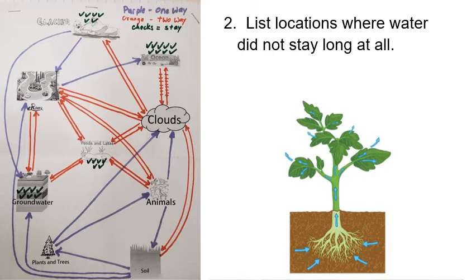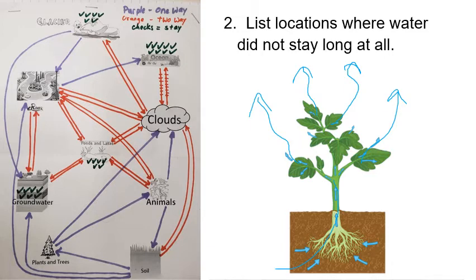Another location is plants. We know plants have water in them, and we know that plants take water up out of the ground and they spit it out through their leaves, and the water goes back into the air. That process is called transpiration. Now, if you've ever had a houseplant, you know that you have to water it every couple days. Otherwise, it will dry out and die because water doesn't stay in plants that long.